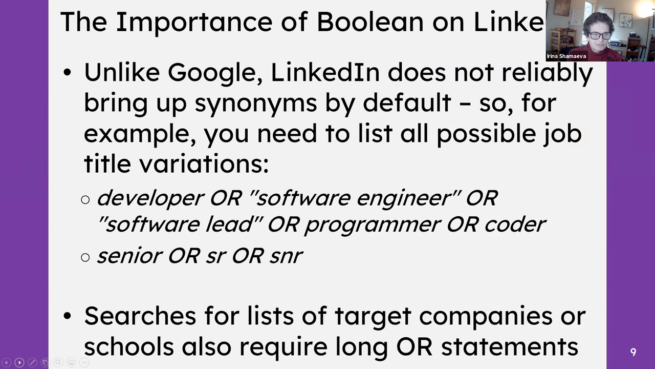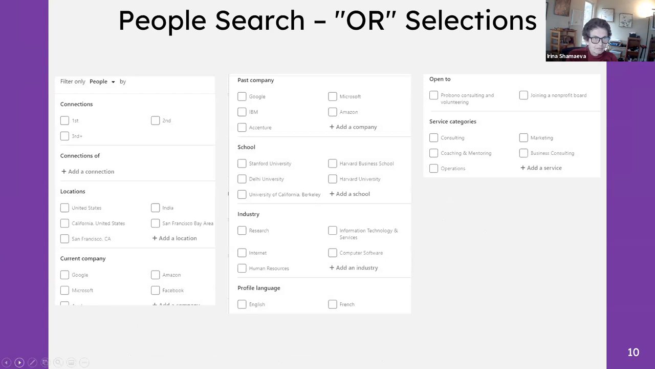So it's best to go and search for everything you may expect to find. Say, if I'm searching for developer, I can be searching for abbreviations. I can be even searching for misspellings. And the more variations I add that mean the same or can mean the same, the more results I'll find. And then quite often we'd have to search by a list of schools or a list of companies, and those are also OR statements. Now, the rest of the LinkedIn search dialog is selections, and selections are OR. So if you select two schools or two companies, it will be this or that, this or that.